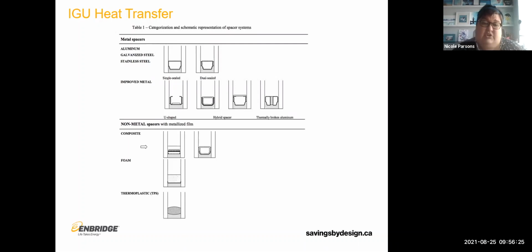We also can get into composite foam and thermoplastic spacers, which are non-metal spacers. Some of them have a metallized film on them. They are significantly higher performance in terms of thermal performance. They significantly reduce the heat loss through that spacer. But there are other considerations in terms of long-term track records, durability, and certain things like that. So they have their place, but their place is not everywhere. It has to be the right situation to use those kinds of spacers.